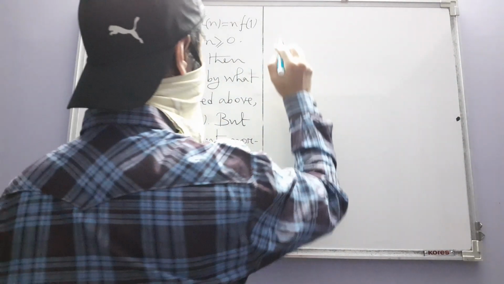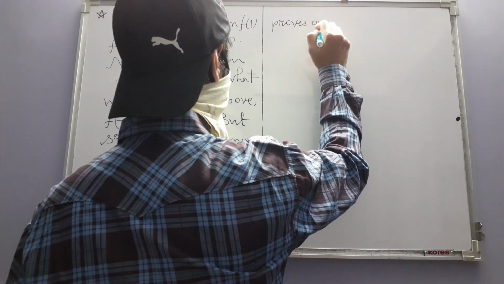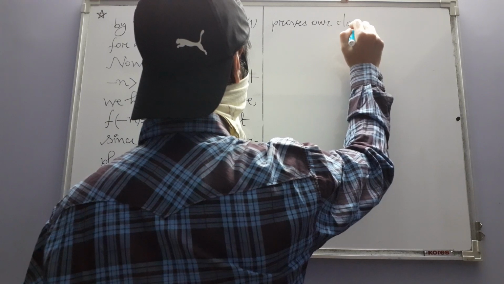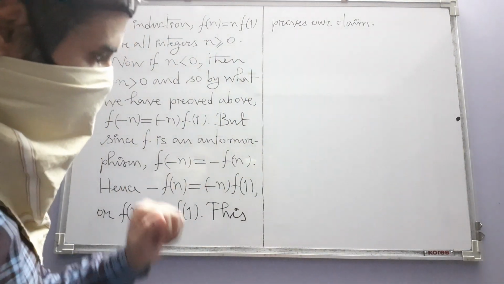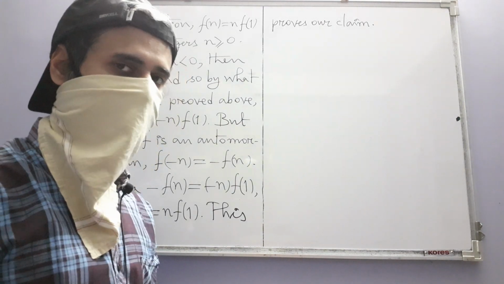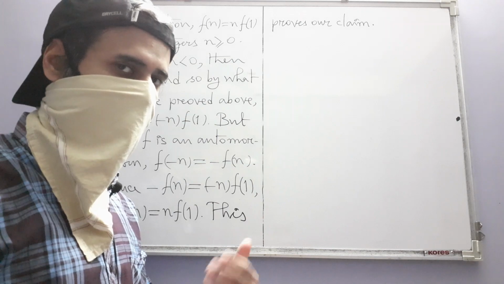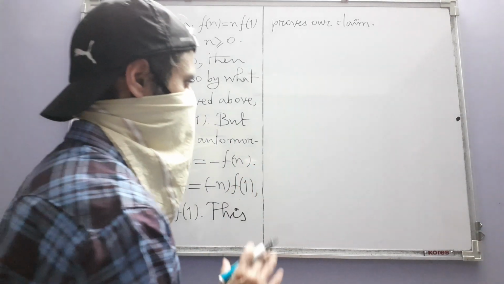This proves our claim. Okay, so now we know this fact about f, that if we evaluate f at any integer n, then that equals n times the value of f at 1. We are now going to use it.